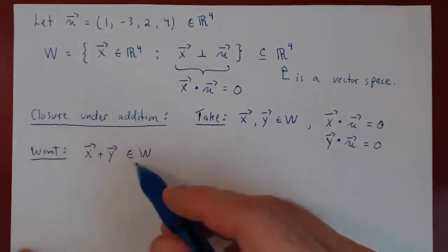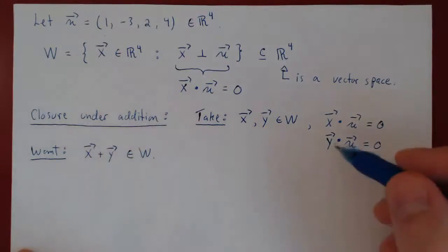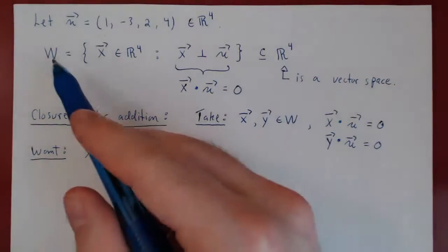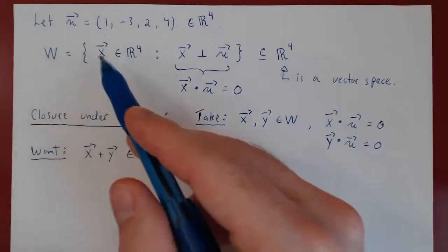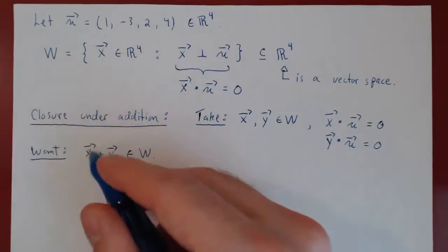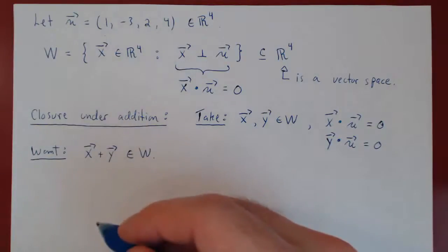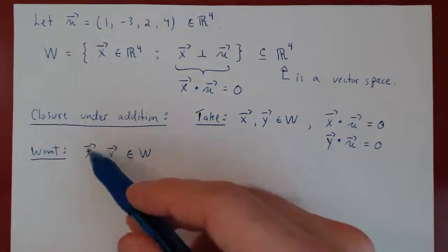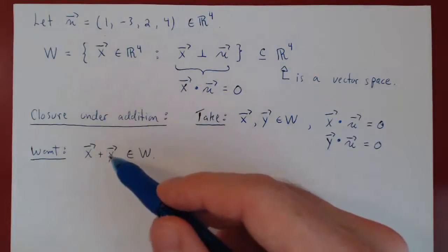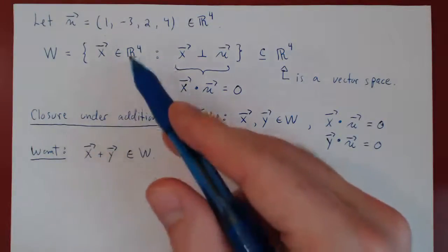Well, so let's prove this, knowing that by assumption, x and y are vectors in W. Well, what are the vectors in W? They're vectors in R4. Well, will x plus y be a vector in R4? Well, this is obvious, right? If x is a vector in R4, y is a vector in R4, when you add them up, the resulting vector is still in R4.